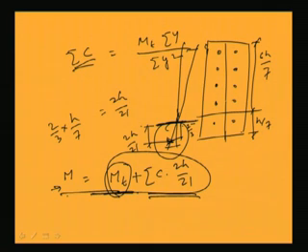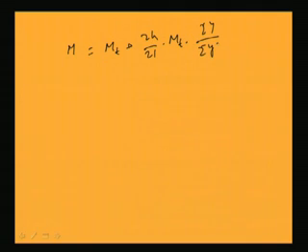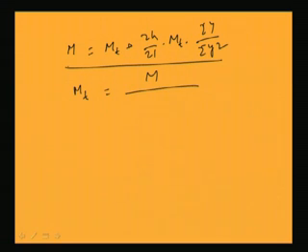So, M will become MT plus 2h by 21 into MT into summation y by summation y square, if I put the value of summation C. So, this will be the M. From this equation I can find out the value of MT again, which is MT is equal to M by 1 plus 2h by 21 into summation y by summation y square.